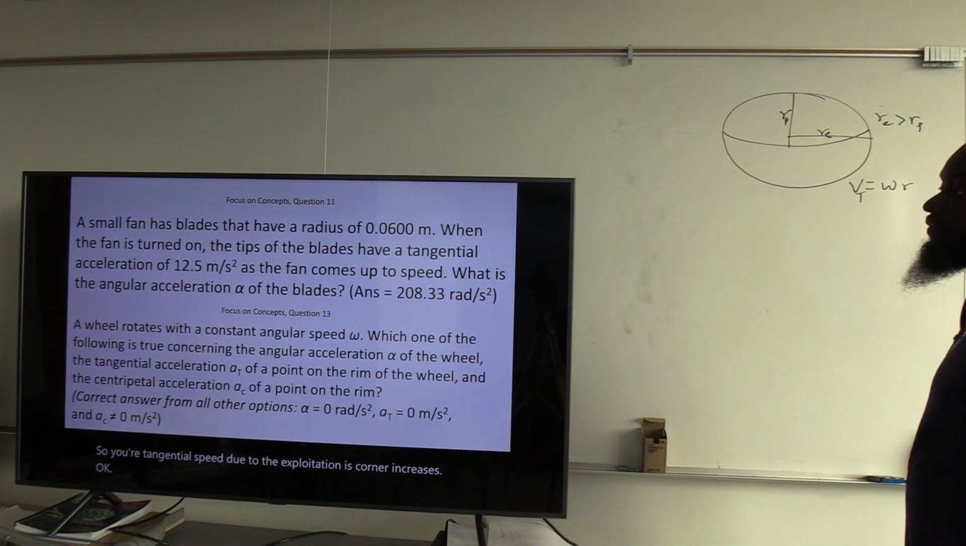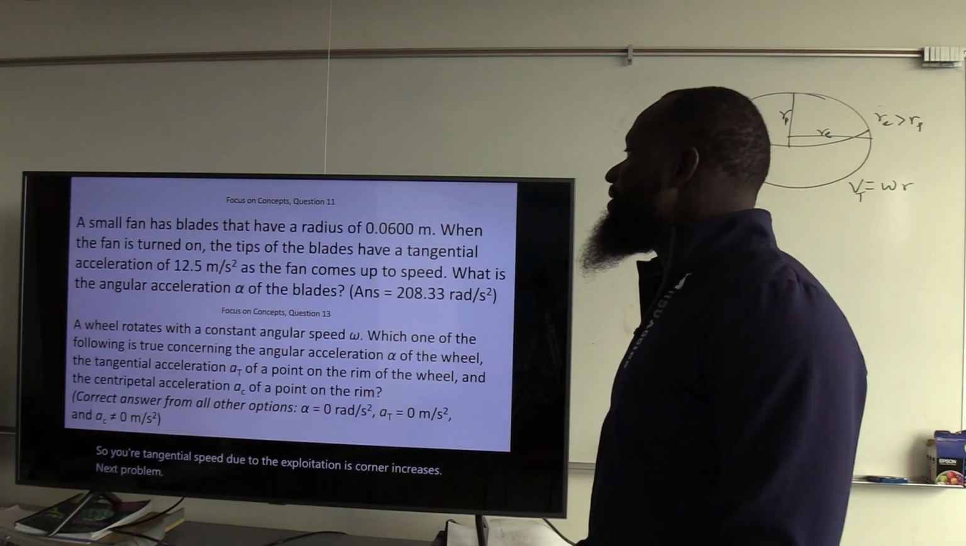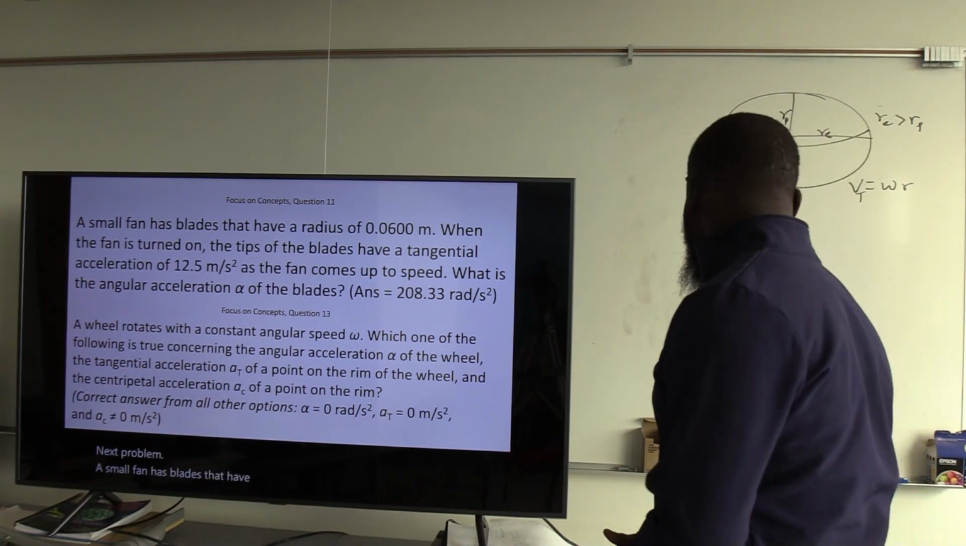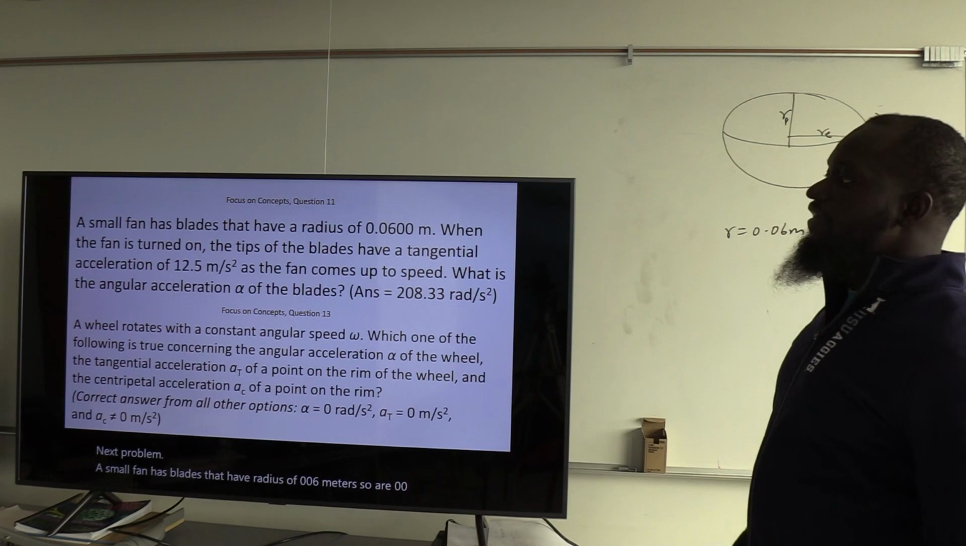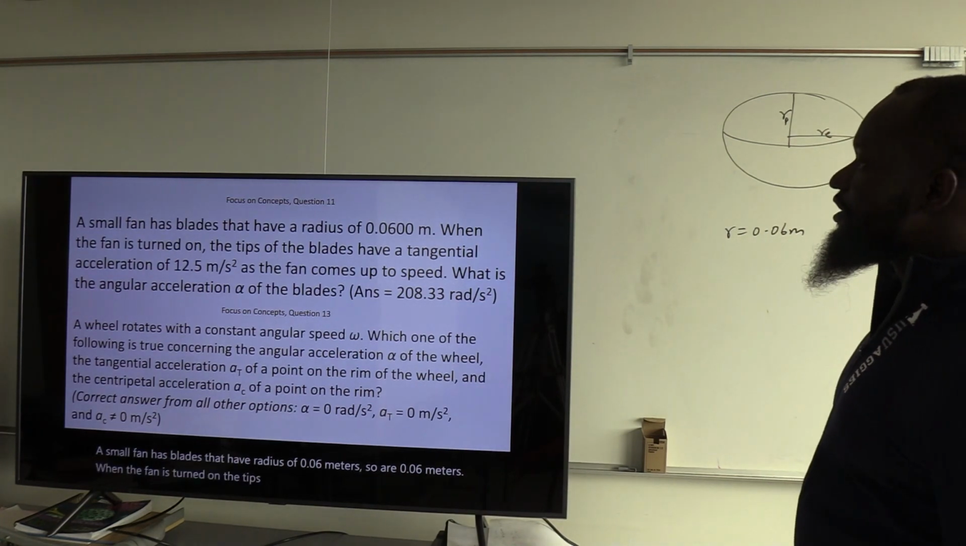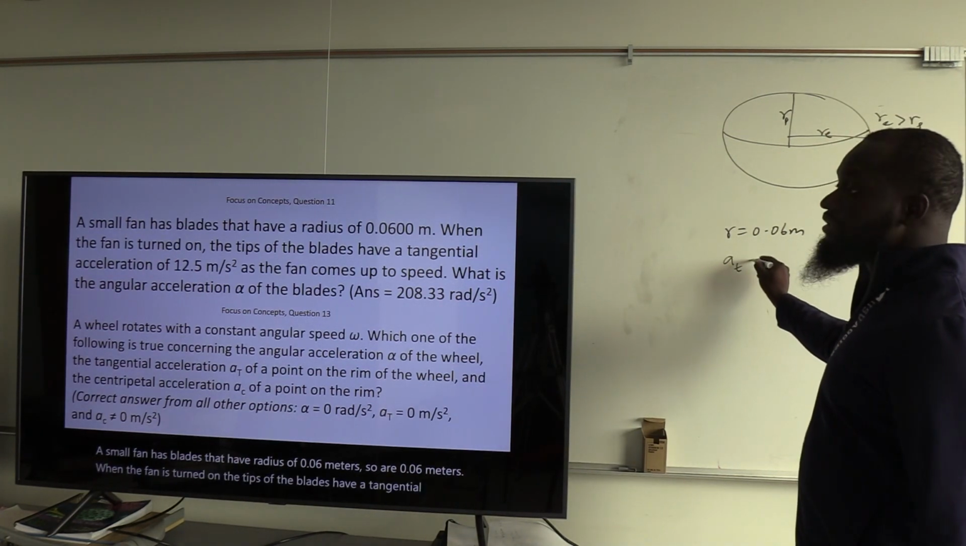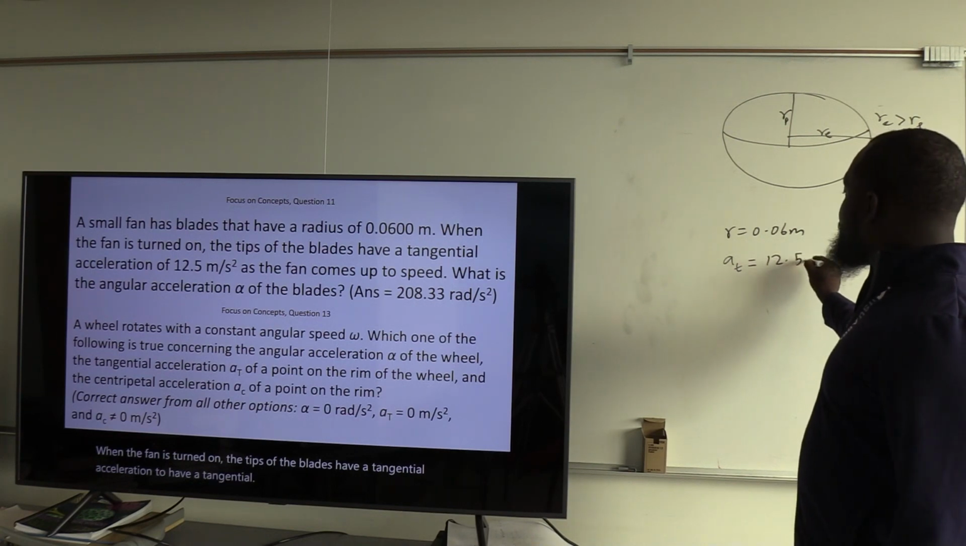Next problem. A small fan has blades that have a radius of 0.06 meters. So R is 0.06 meters. When the fan is turned on, the tips of the blades have a tangential acceleration. So we have a tangential is 12.5 meters per second squared.